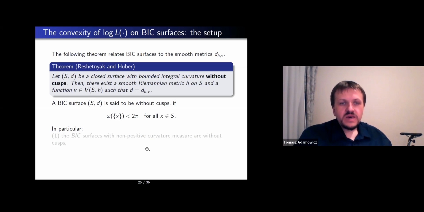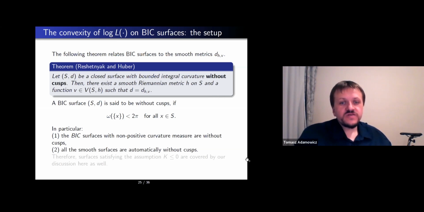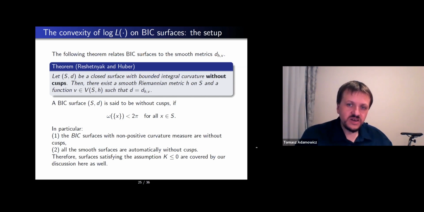And we say that a surface is without cusps if the curvature measure of any point is less than 2π. In particular, the surfaces with non-positive curvature measure are without cusps. So this is the assumption of our isoperimetric inequality in that setting. Also, all smooth surfaces are automatically without cusps. And therefore, if we consider surfaces with the assumption that the Gaussian curvature is non-positive, they are included in the discussion as well.